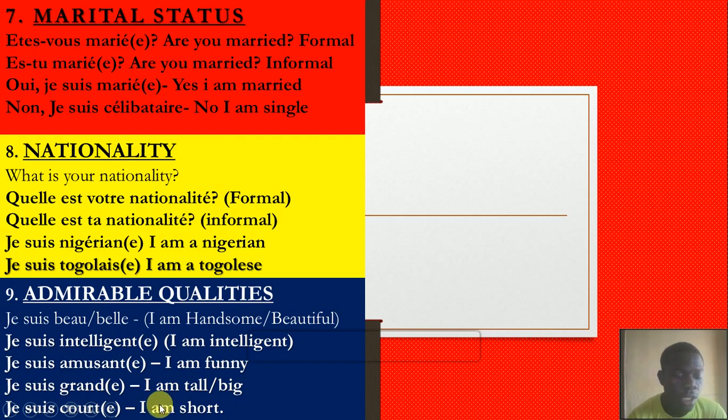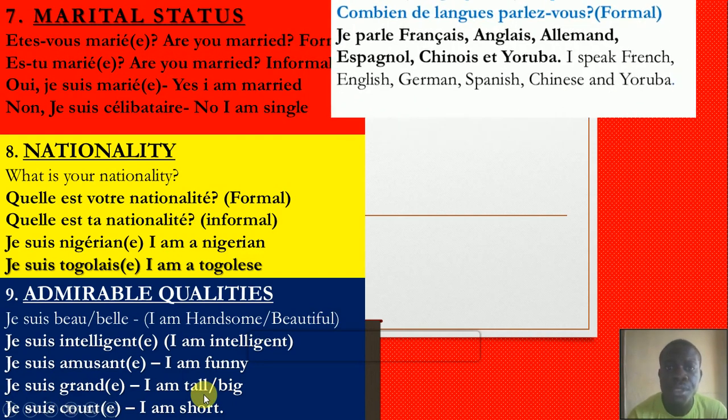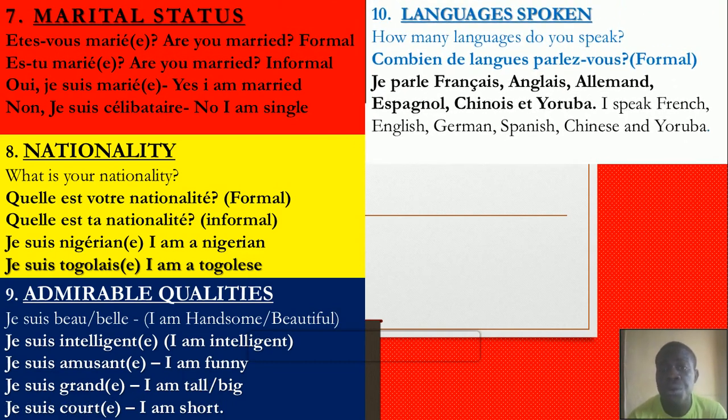If you want to say I am short, how do you say that? A boy will say je suis court. While a girl will say je suis courte. Je suis courte. Good. We'll go to the next one now, number 10, which is languages spoken.